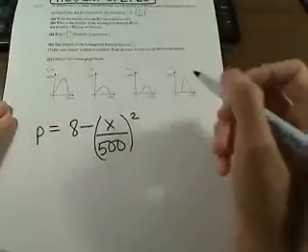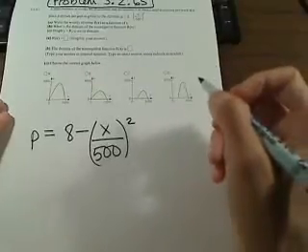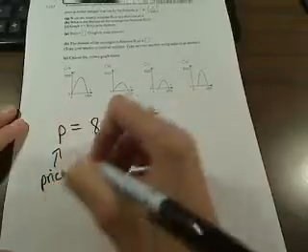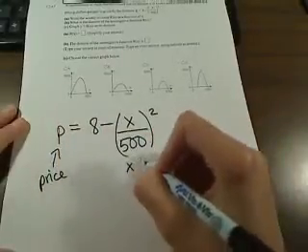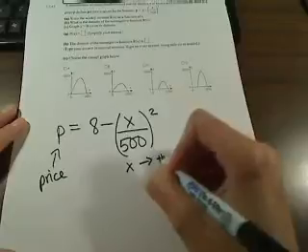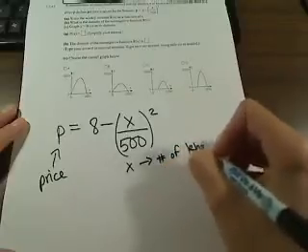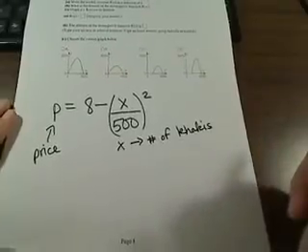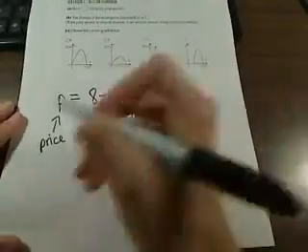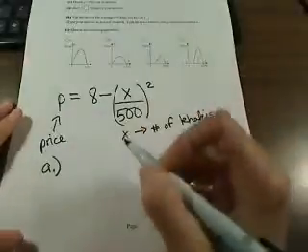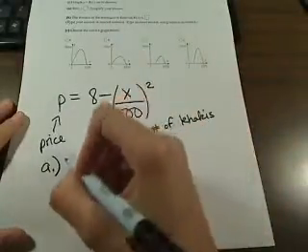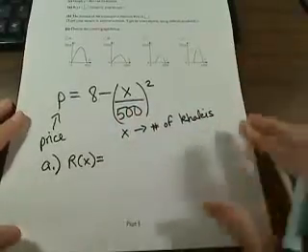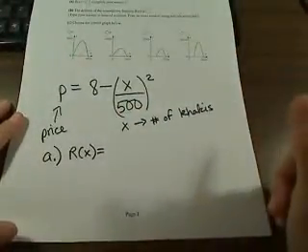Okay, and they are telling us that P is the price, and that X is the number of khakis. So that's what's given in the problem. And then what they want here in part A, so there are three parts, is for us to write the weekly revenue, so that's R of X for this function. So let's just start with that, and we'll come back and do the other ones.